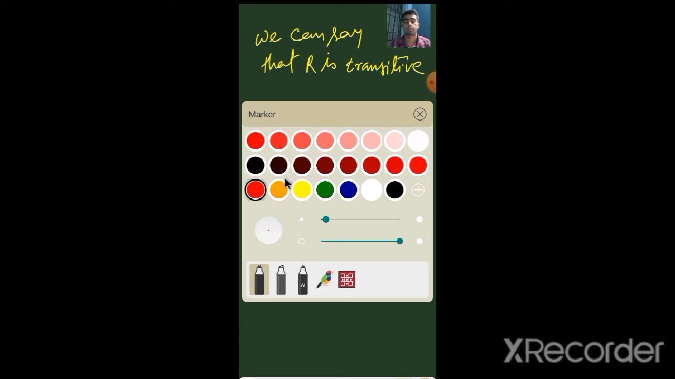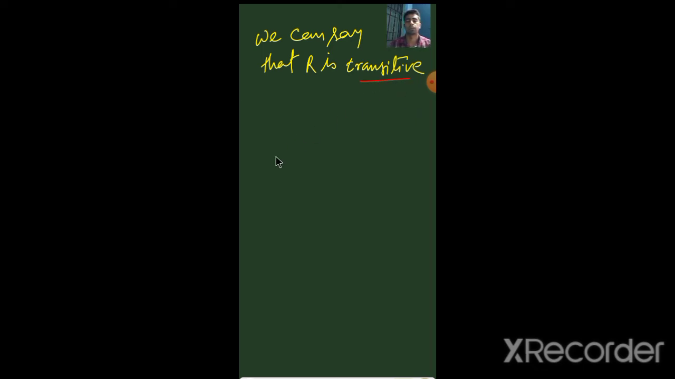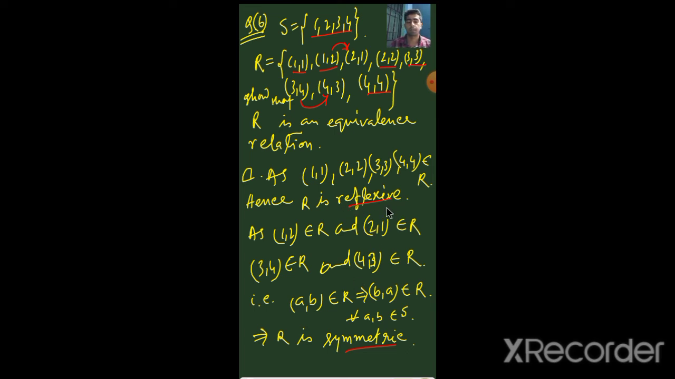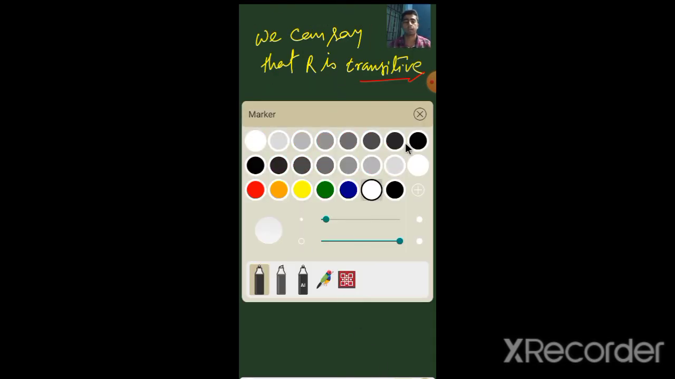Therefore, we have already got that R is reflexive, R is symmetric, and finally we get that R is transitive. Therefore, we can say that the relation R on S equals {1, 2, 3, 4} is an equivalence relation.